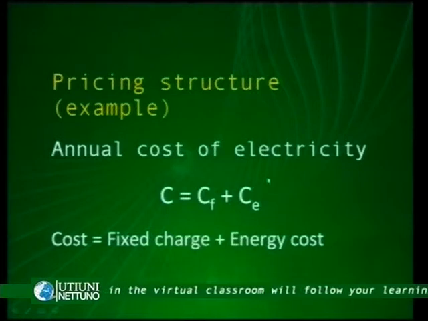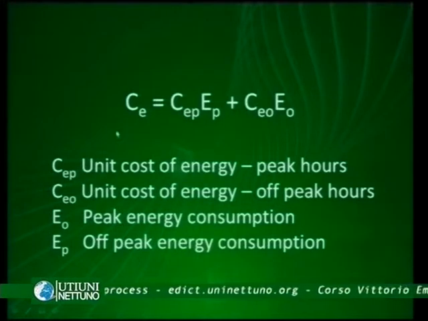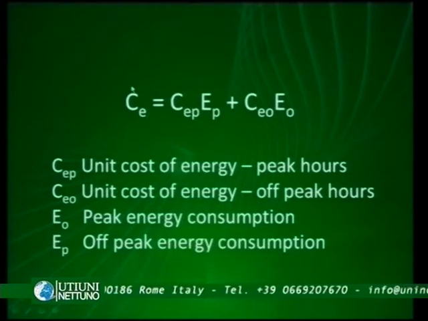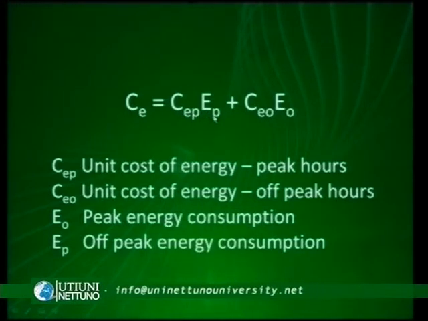When it comes to the energy cost, which is the actual consumption, which is the variable cost, again, the supplier could utilize this structure for pricing. Let's see it in details. So CE, again, it's the same component that we've seen already. It's the cost for the energy consumption in the year, which equals CEP times EP plus CEO times EO.